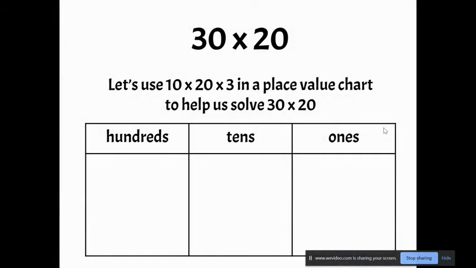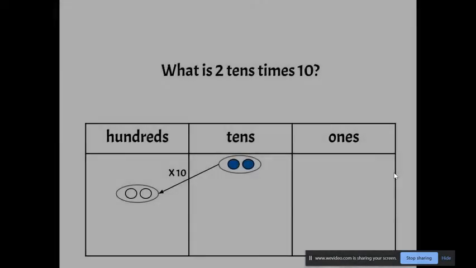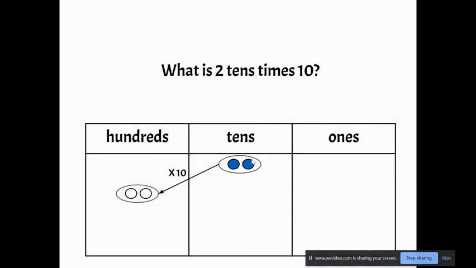So we're going to use 10 times 20 times 3 in a place value chart to help us solve 30 times 20. As you can see, we decomposed 30 into 10 and 3. So let's think, what is 2 tens times 10? As you can recall from before, when we're multiplying by 10, we're shifting one place to the left. So 2 tens times 10 is going to give us 2 hundreds. So the value of 10 times 20 is 200.